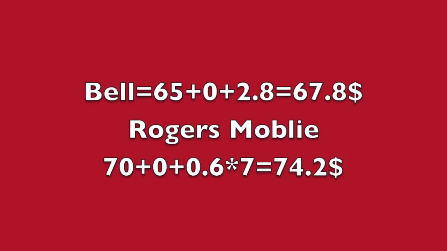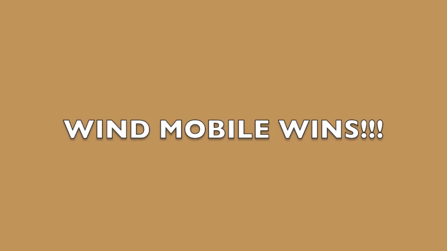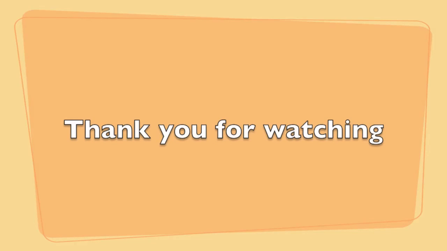And for the Bell network, it costs me a minimum of $67.8, and the zero signifies the overage of data that I don't really need to pay. And Rogers Mobile costs me $74.2, and the zero in the middle signifies the overage data that I don't really need to pay. And Wind Mobile is now currently the cheapest plan for myself, and thank you for watching.